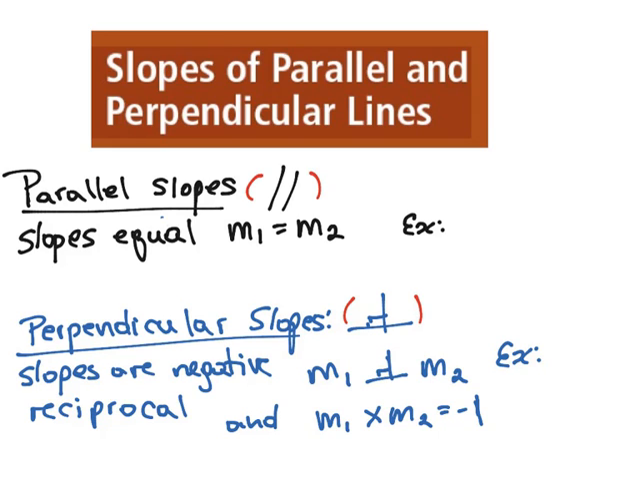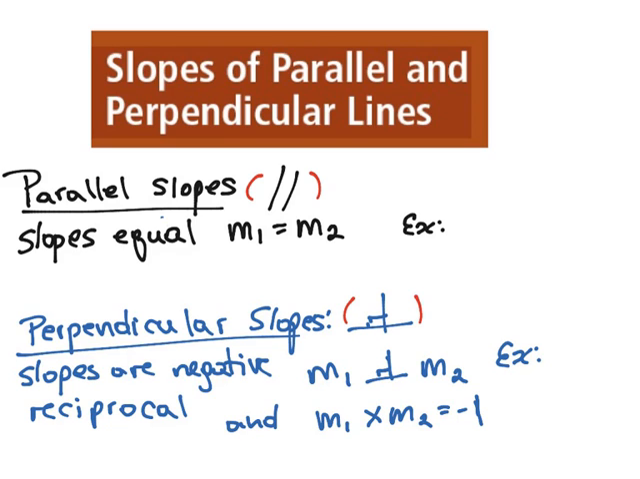In this lesson we'll be discussing slopes of parallel and perpendicular lines. Let's first define what a parallel line is. Parallel lines are lines that extend forever and never meet. Slopes of these two lines are equivalent.